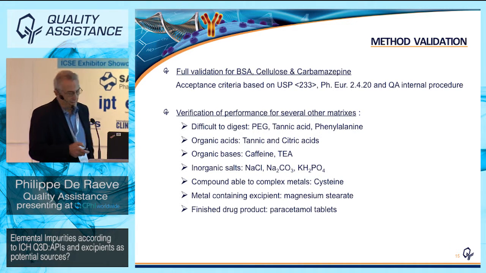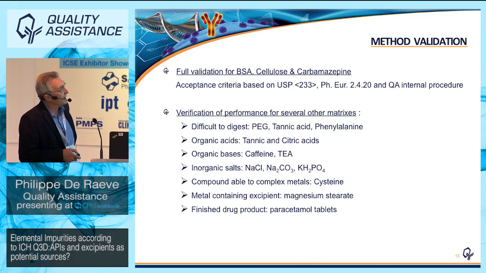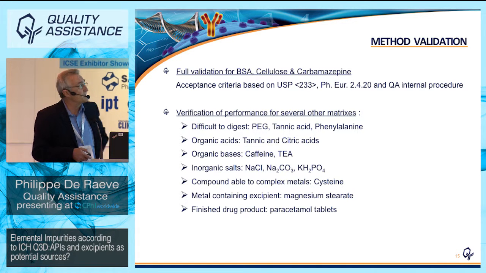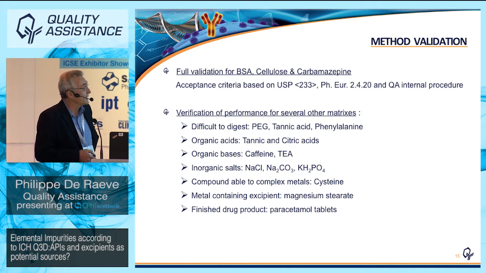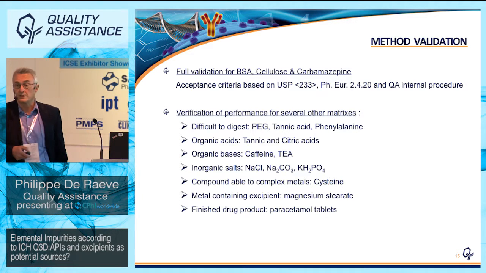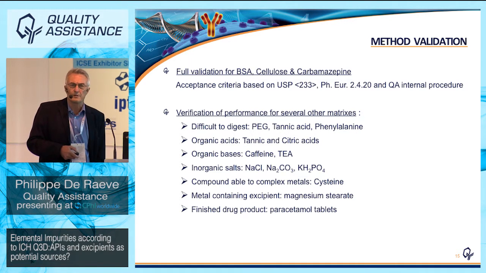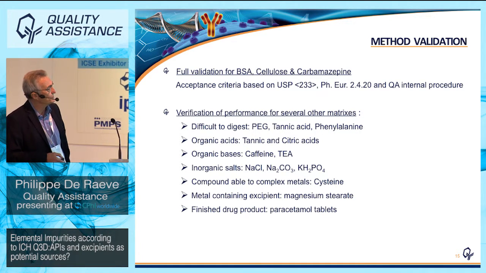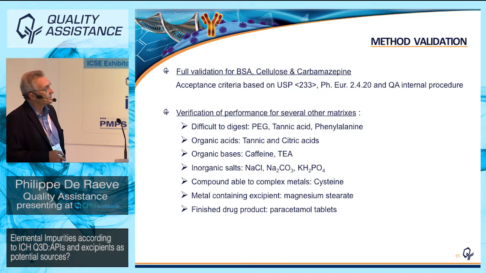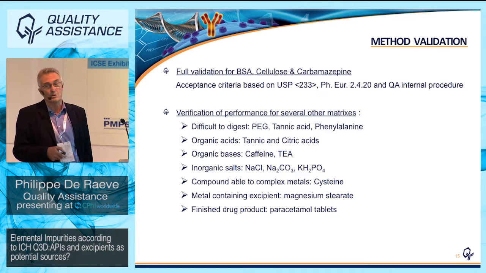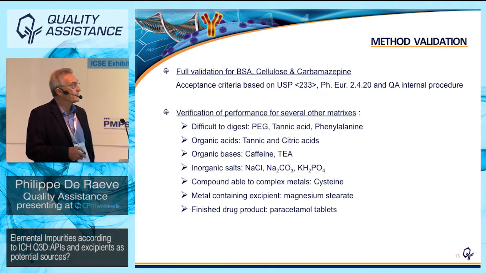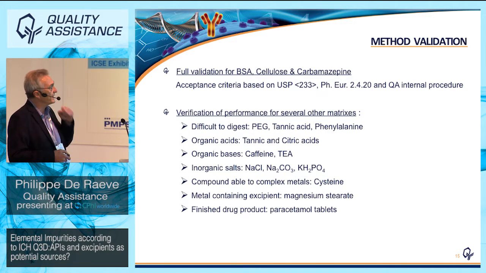The method was fully validated for 3 different compounds: the BSA, representing the protein world, cellulose, representing the polymers, and carbamazepine, that is a very difficult drug substance to digest. The acceptance criteria are based on USP 233, European Pharmacopoeia, and also some of our internal procedure.